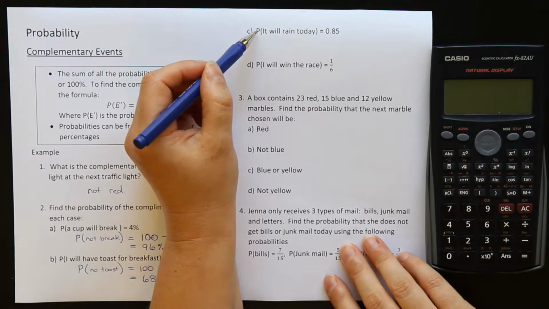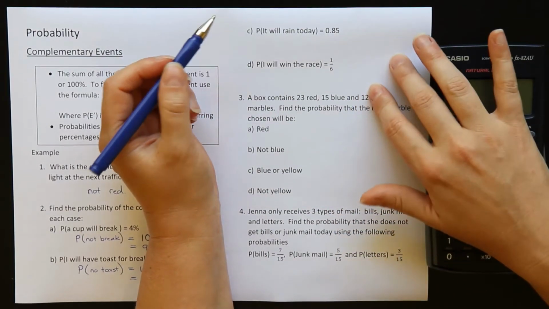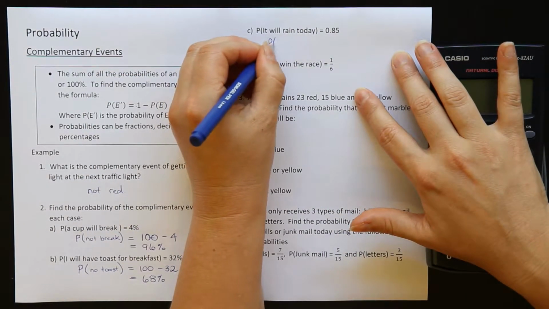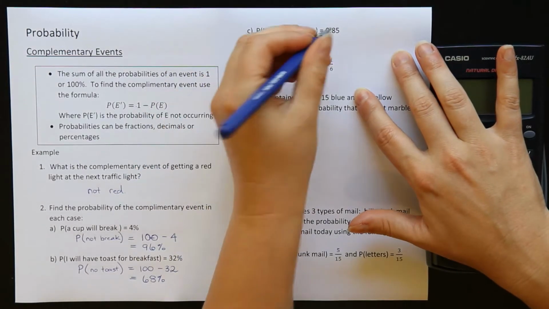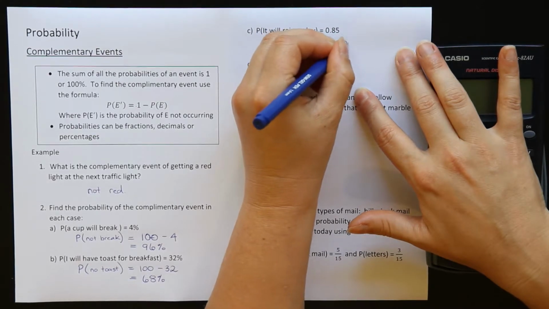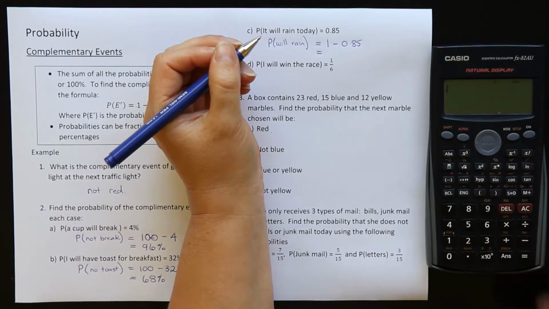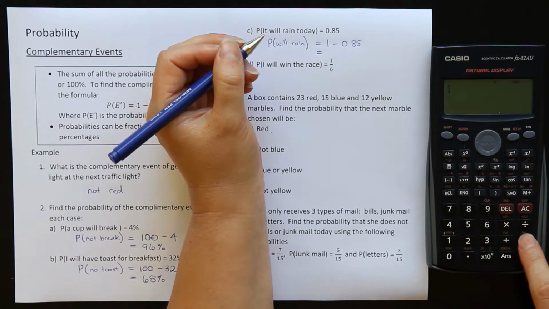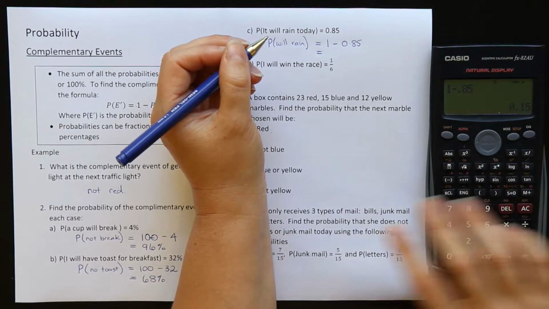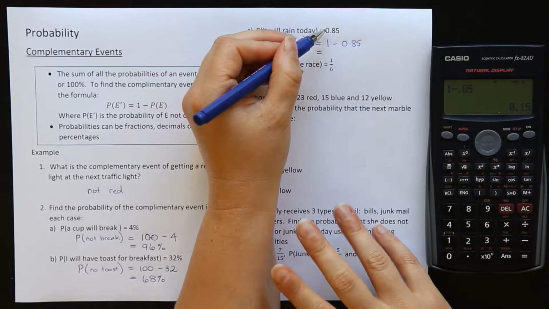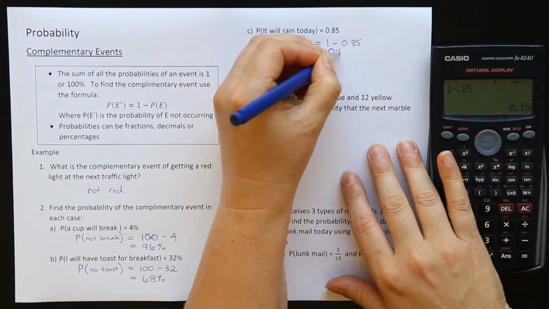C, the probability that it will rain today is 0.85. So we have a decimal. The probability that it will not rain is going to be 1 minus 0.85. You can always use your calculator. I have the calculator here. You don't have to do these in your head. If you're given a decimal in your question, it's a good idea to give a decimal for your answer. So that is 0.15.